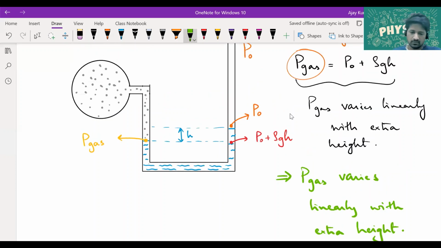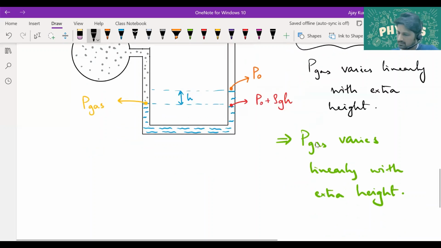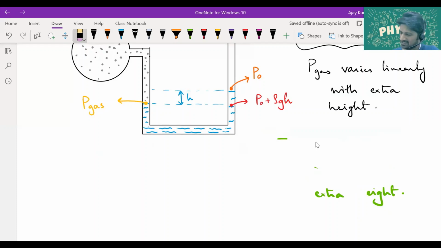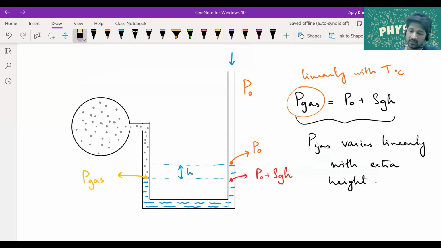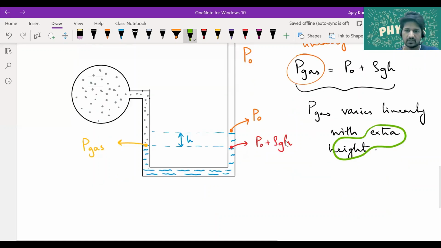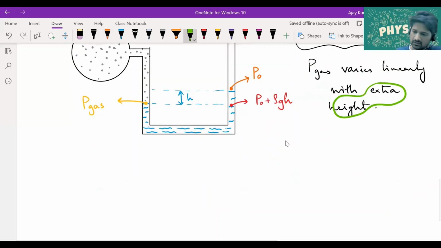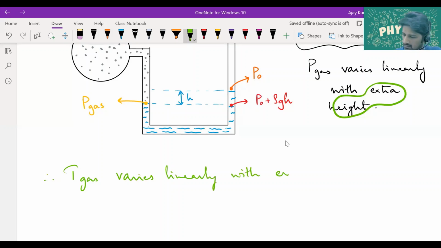Okay. Now, basically what we want is a thermometer here. Wait, pressure varies linearly with extra height. This we already concluded. We don't have to repeat that. Pressure varies linearly with temperature and pressure varies linearly with height. That means temperature varies linearly with extra height. We can conclude that now. Okay, whose temperature? Temperature of the gas. Okay, therefore, temperature of gas varies linearly with extra height.